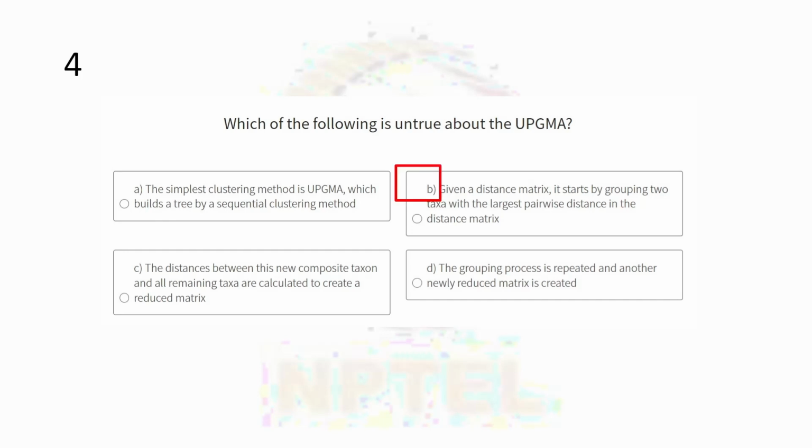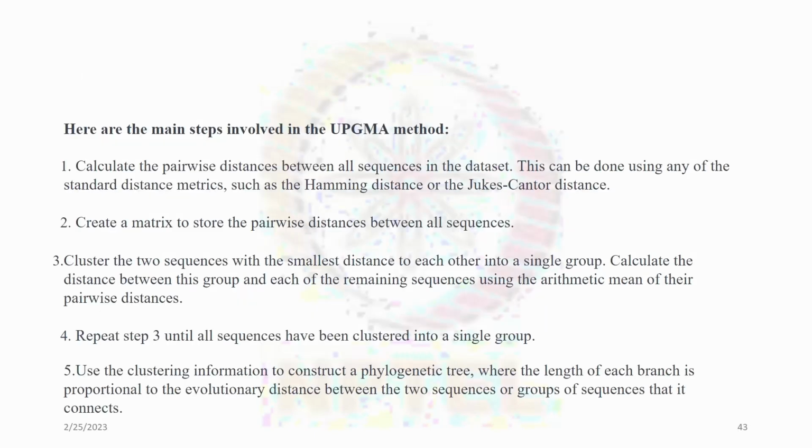It's B. So we start with the smallest pairwise distance, not the largest pairwise distance. So these are the steps. It starts with calculating the pairwise distances. Pairwise distance is nothing but the number of mismatches when we compare all possible pairwise alignments in a given multiple sequence alignment. Then option 3 tells we cluster the two sequences with the smallest distance to each other.